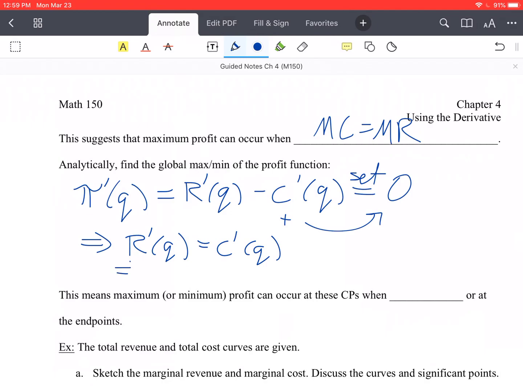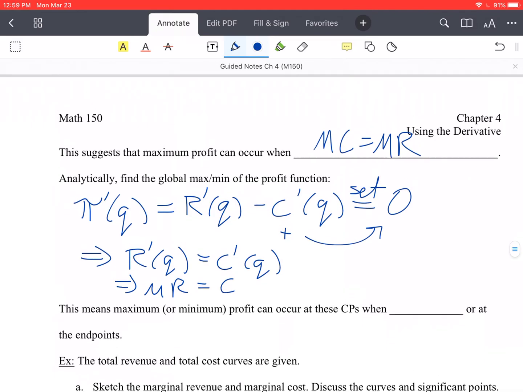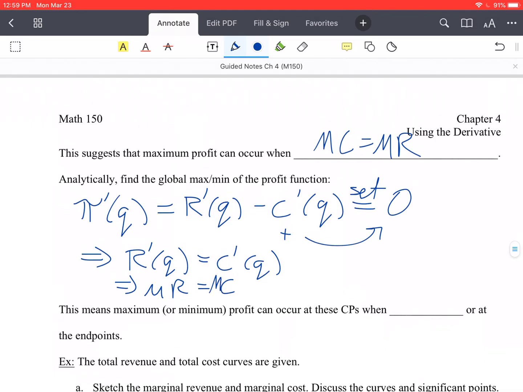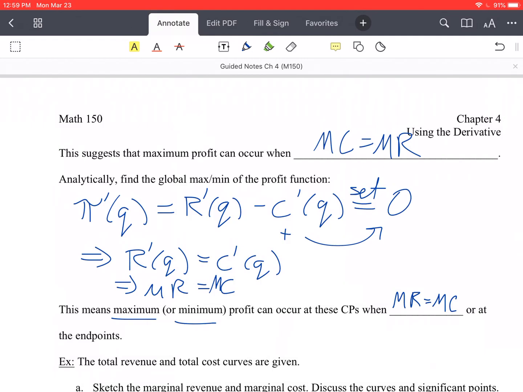And what are these, right? R prime, that's just marginal revenue, and C prime, that's just marginal cost. So this means that maximum or minimum profit can occur at these critical points when marginal revenue equals marginal cost, or possibly at endpoints. And we do need to check endpoints, but oftentimes we'll find that it is, in fact, at these critical points that we're looking at.